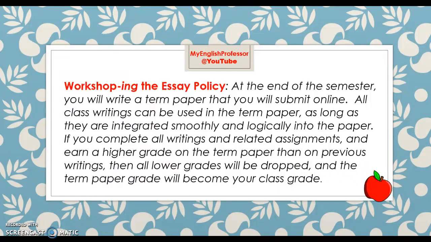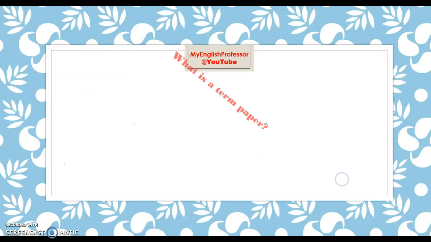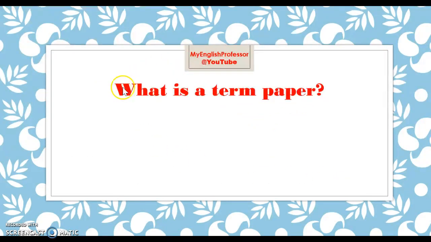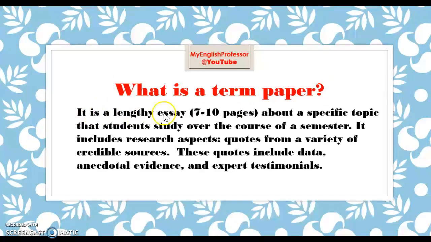Okay, so how are we going to enact this policy? Well, let's answer this question first. What is a term paper? It is a lengthy essay, 7 to 10 pages, about a specific topic that students study over the course of a semester. It includes research aspects, quotes from a variety of credible sources. Credible is believable, authoritative, trustworthy, from credible sources. These quotes include data, anecdotal evidence, and expert testimonials.